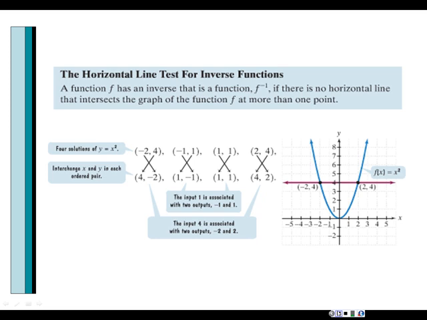Now look at that graph. Once you have that blue graph, you can easily draw a line. Look at the red line. You can draw a line which intersects the blue line at 2 points. Whenever you can draw such a line which intersects the graph at more than 1 point, then that function does not have an inverse function. That means that function is not a one-to-one function.